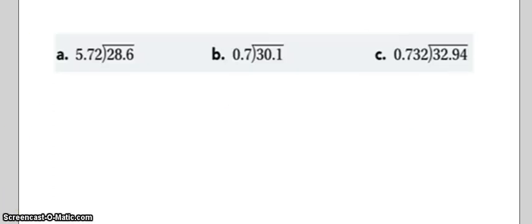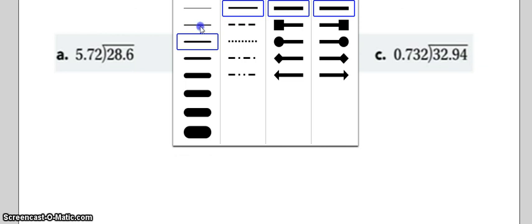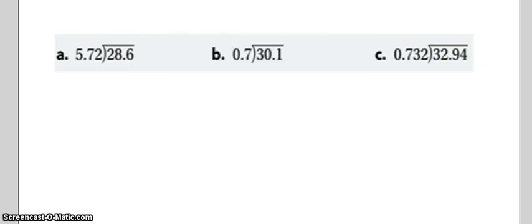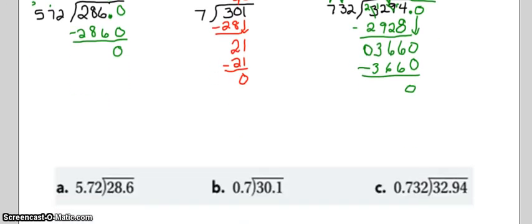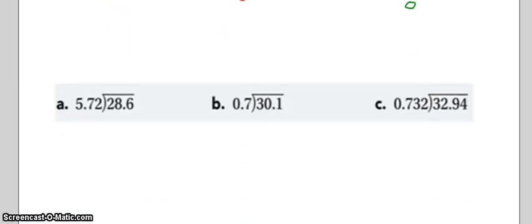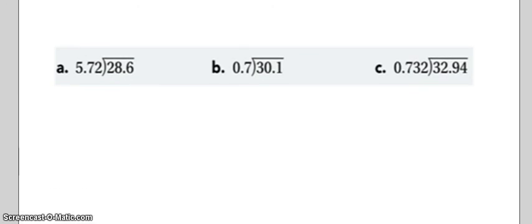All right, now what we're going to do is divide the same 3 problems using decimals. Okay, and we are going to simply remove the decimal from the divisor. And by doing so, we are going to be rewriting these problems and thus getting the same answer that we had up above.